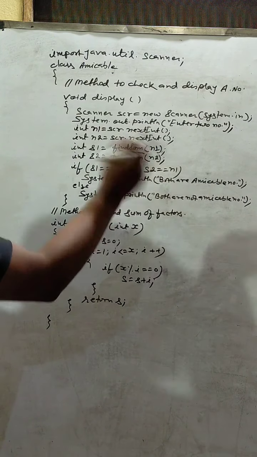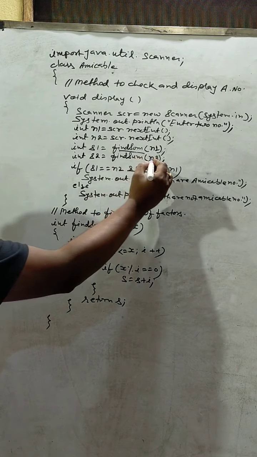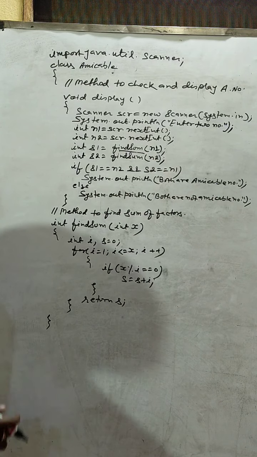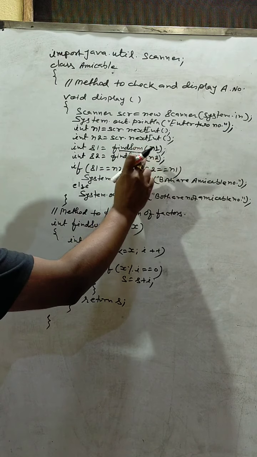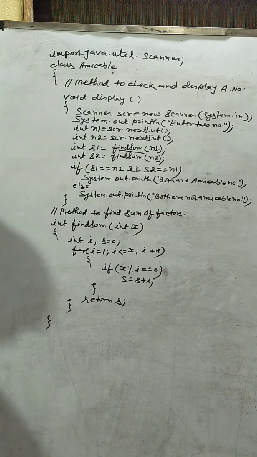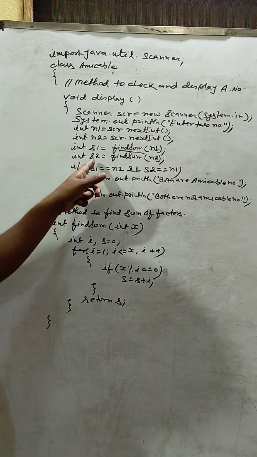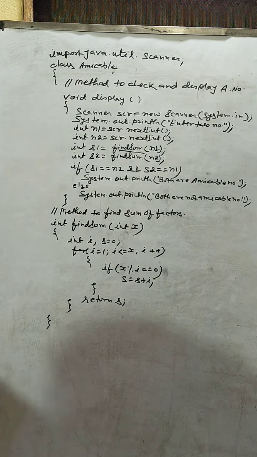In the second line, again we have called the function findSum. This time we have passed N2. So the function findSum will calculate the sum of factors of N2 and store it in a variable S2. Therefore S2 will store the sum of factors of the second number.